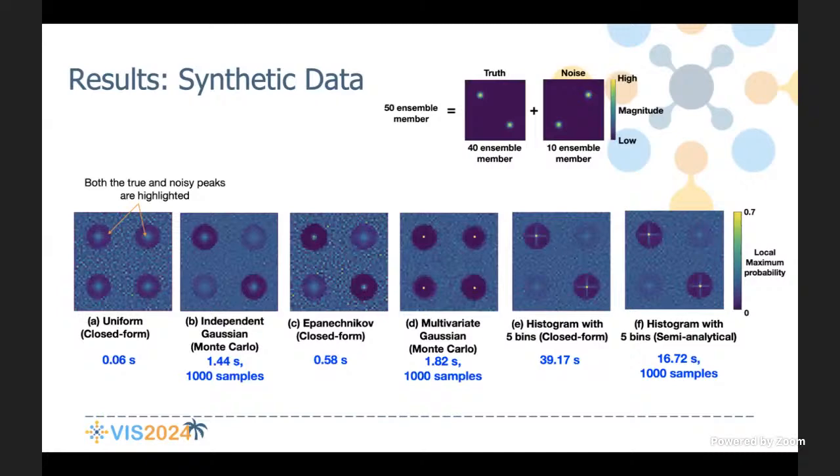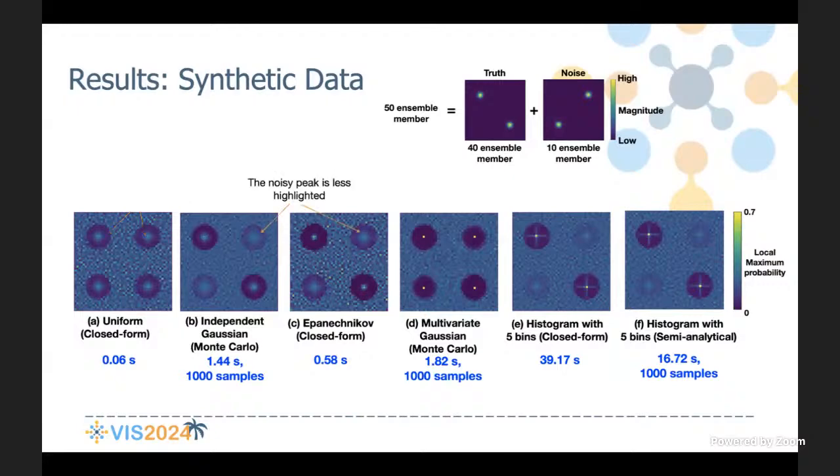Now, in the second synthetic experiment, we wanted to compare different probability models for uncertainty visualization of critical points. So we generated 50 ensemble members, where 40 members corresponded to truth, where these two Gaussians are situated northwest and southeast. And the noise we considered as a 90-degree rotated version, as 10 ensemble members. Now, if we start from the left column, the uniform noise model is the fastest, but it shows that all 4 Gaussians are equally probable, which is not a desirable result. We wanted northwest and southeast to be highlighted more.